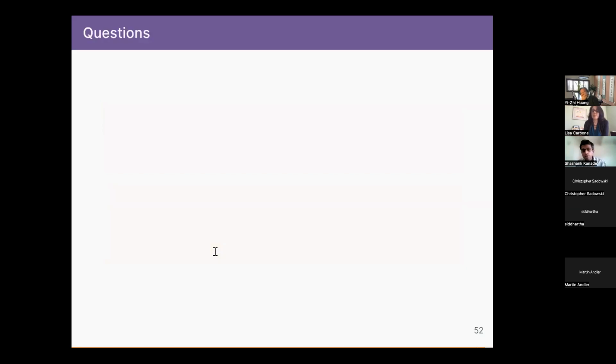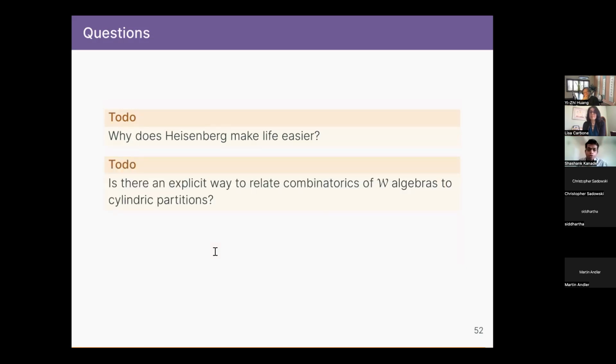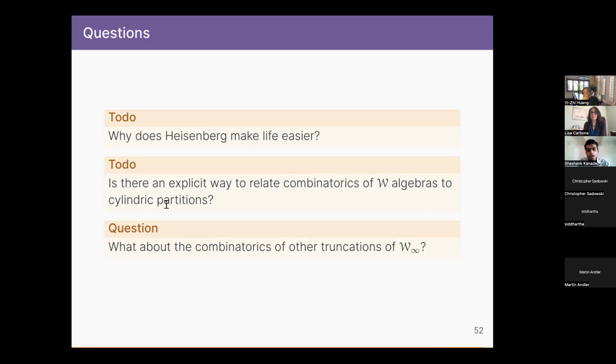All right, so that's really the last slide. I don't know why Heisenberg makes life easier, but somehow people tend to like this W_{1+infinity} algebra a lot more than W infinity. It is easier to play with. I do know that there is an explicit way to relate the combinatorics. There is a paper of Prochaska which relates the combinatorics of W algebras to cylindric partitions, but I don't remember how rigorously it is proved. So this is something for me to learn.